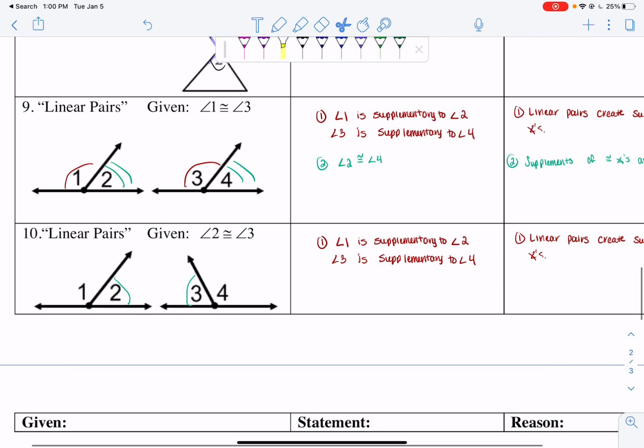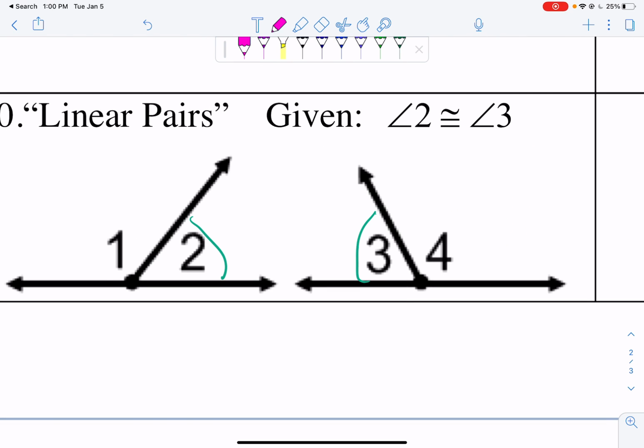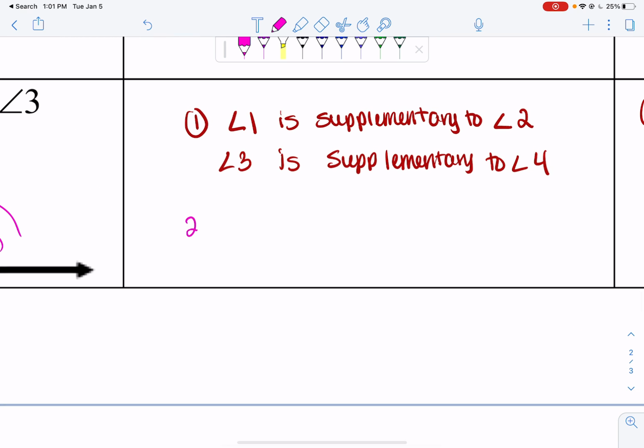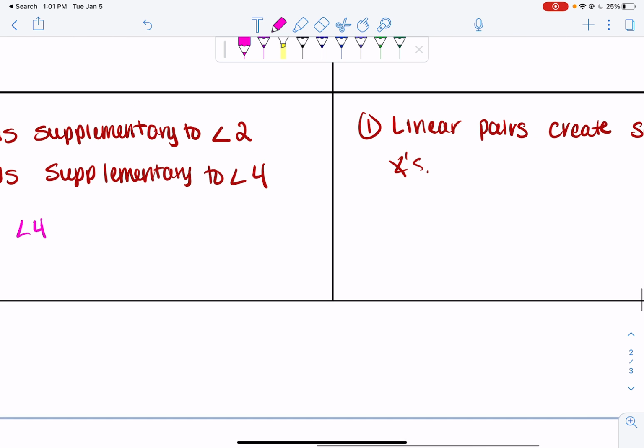Now, I can say angle 1 is congruent to angle 4. And notice I'm using 2 semicircles this time. So angle 1 congruent to angle 4. And my reasoning would be supplements of congruent angles are congruent.